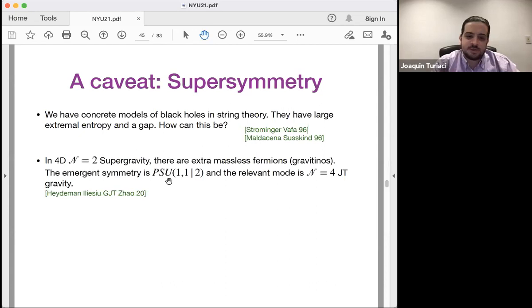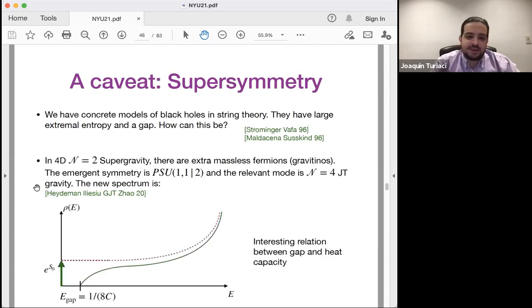When you do the reduction, you end up with some supersymmetric generalization of JT gravity. And interestingly, when you solve this theory exactly in the same way, you get this spectrum. So at large energies, it looks the same, but at low energies, there is a gap. And there is an interesting relation between this gap and the heat capacity. And this relation actually is automatic from the string theory examples. I can mention more details, but it was surprising, at least to me, that we can recover it from gravity without using any input from string theory.